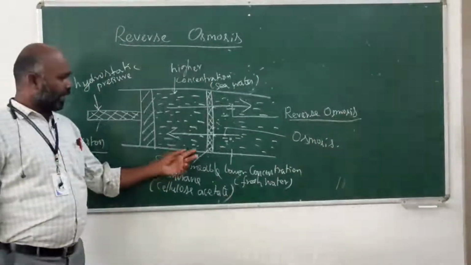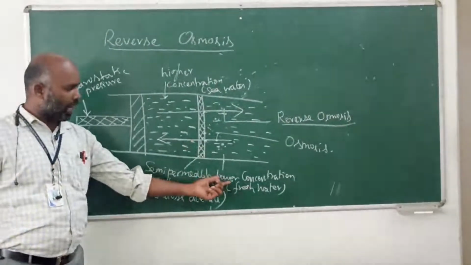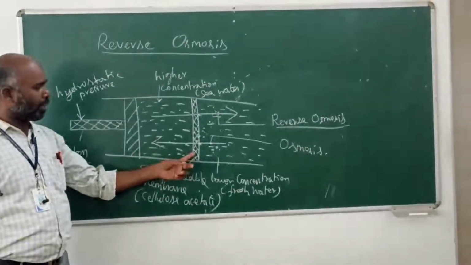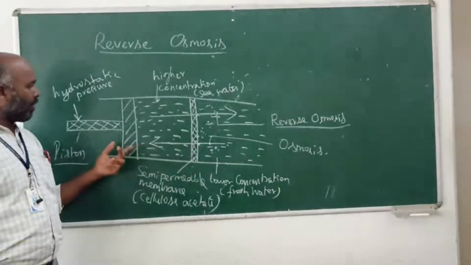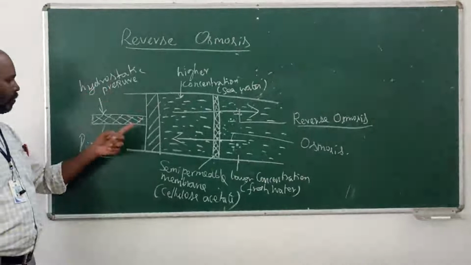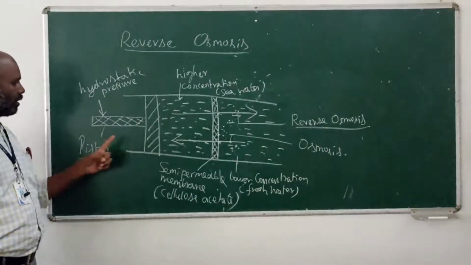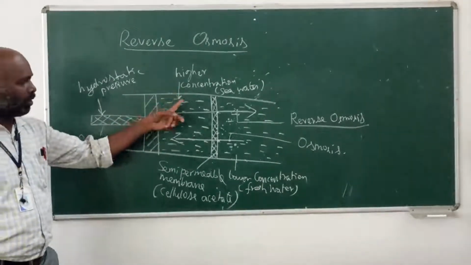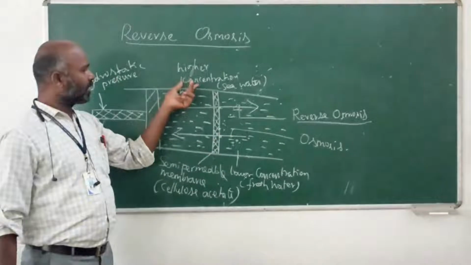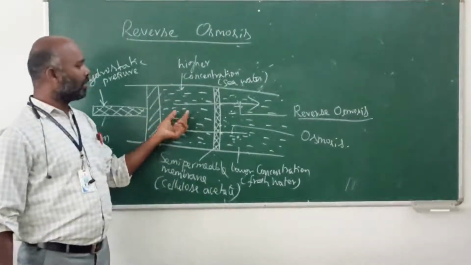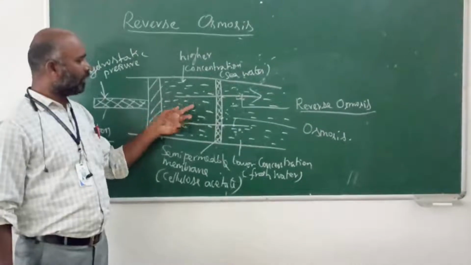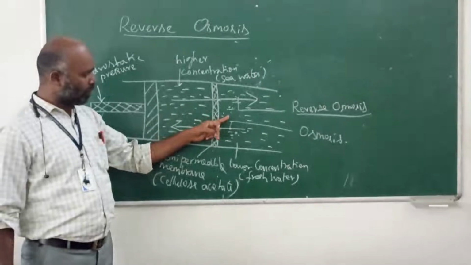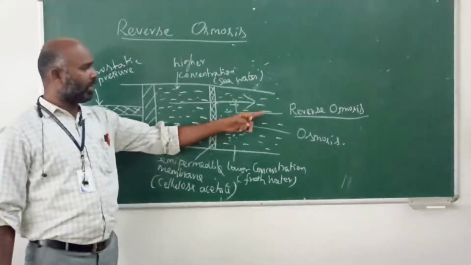Once again I repeat, osmosis means the solvent flow moves from lower concentration side to higher concentration side through the semi-permeable membrane. Now we apply the hydrostatic pressure from the higher concentration side using the piston. Now the solvent flow is reversed, from higher concentration side to lower concentration side. The higher concentration water contains unwanted salt-like substances. The salt is absorbed by the semi-permeable membrane. Then the salt-free water moves from higher to lower. This is called reverse osmosis.